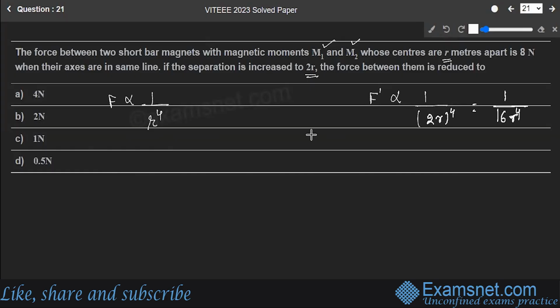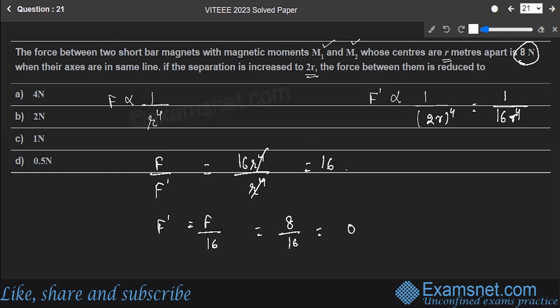So let's divide both of them. You will have F upon F dash is equal to 16 R4 upon R4. So this is equal to 16. So F dash is equal to F upon 16. Now F is equal to 8. So this is equal to 0.5 newtons. That makes D option as the right answer. Hope you got that. Let's move to the next question.